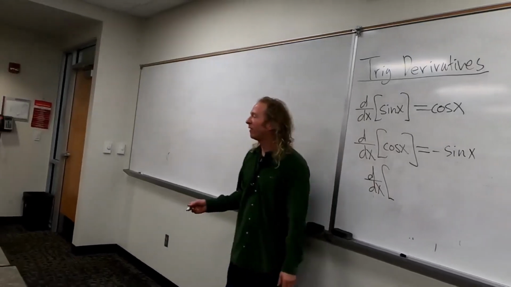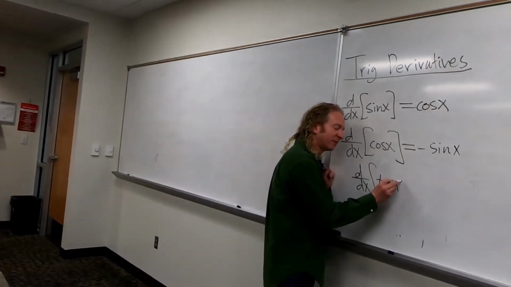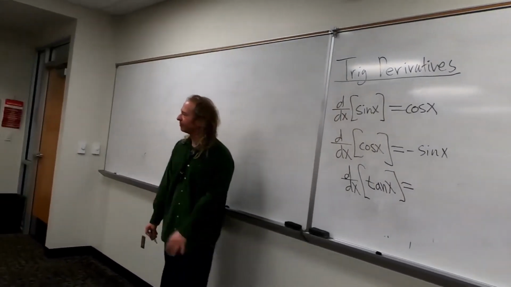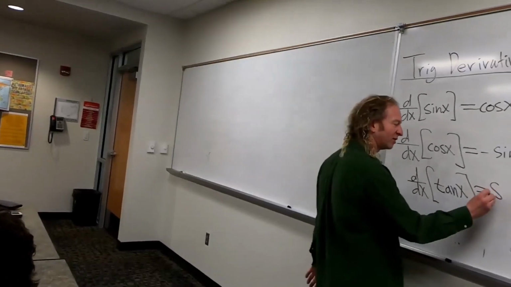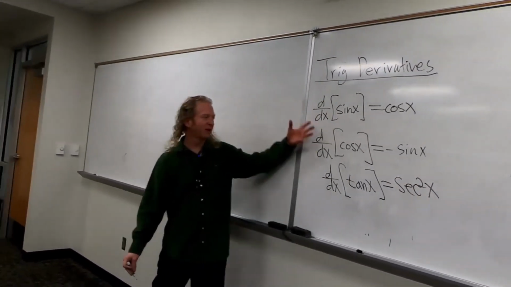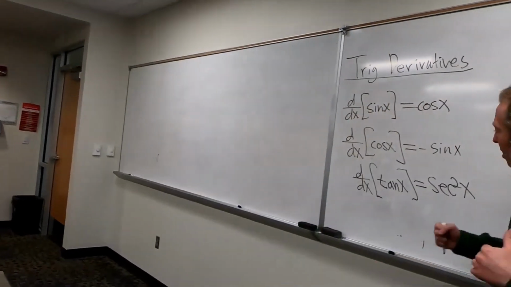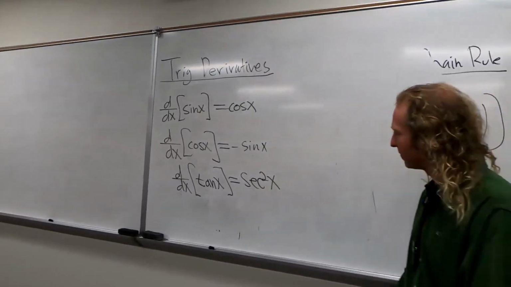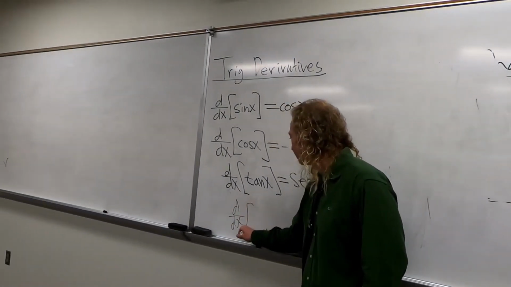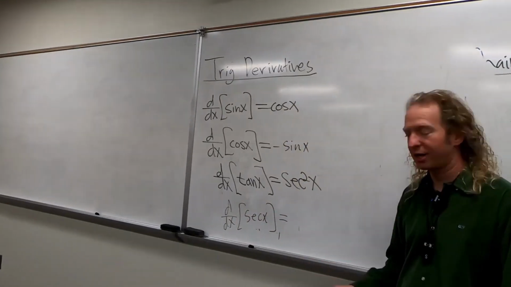The derivative, how about tangent? That's another popular one. So I'm trying to do the most popular ones. Derivative of tangent. This one is secant squared x. A very popular derivative. Any Calc 2 student will know this. You become a master at this. And then the derivative of secant is secant tangent, right? Secant tangent.